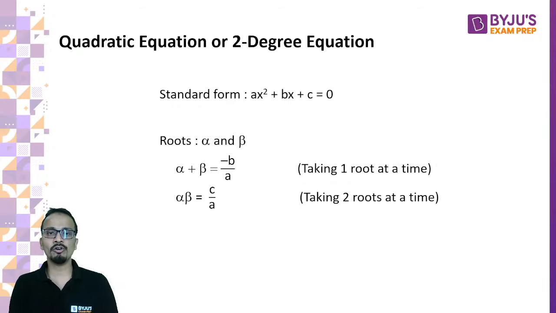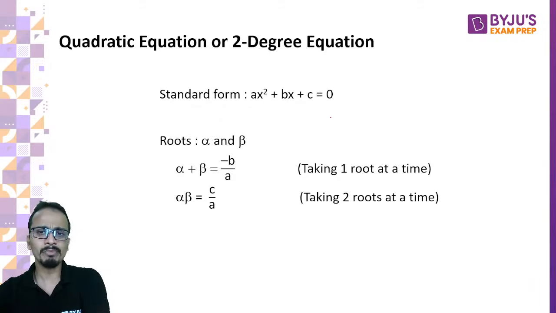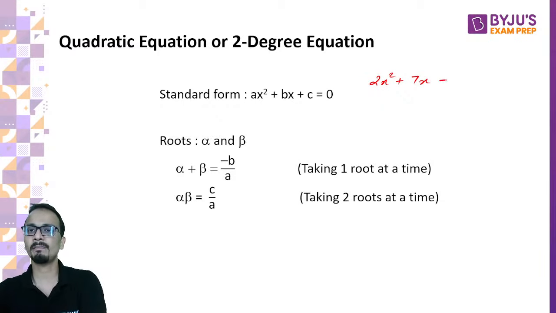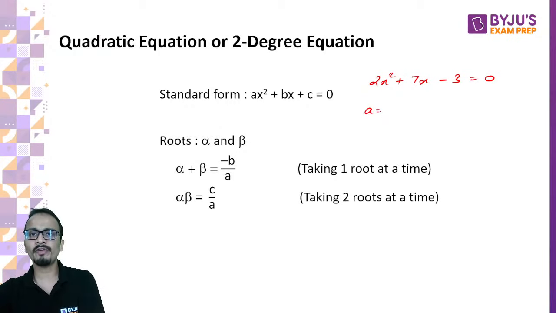Vanya, good evening. So till now, friends, we have just covered a standard 2-degree equation, that is ax square plus bx plus c. I'm talking about calculating the sum of the roots and product of the roots without actually calculating the roots of the equation. Now taking an example, let's say the equation is 2x square plus 7x minus 3 equal to 0. You have to be careful with the signs of a, b and c. The value of a will be 2, the value of b will be 7 and the value of c will be minus 3.